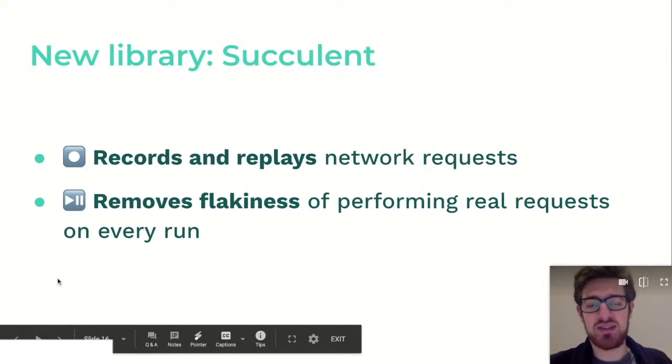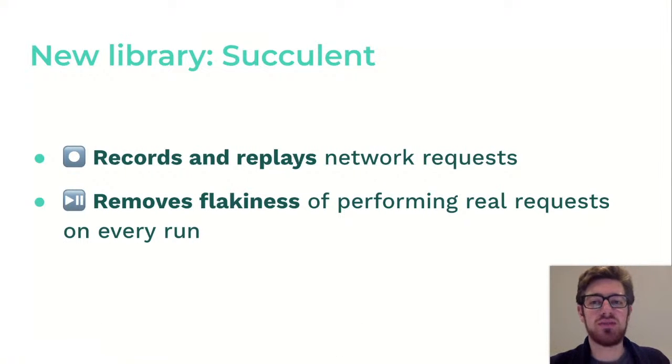So while UI tests are always going to be slow and a bit flaky, we did find there was one thing we could do to help with some of that flakiness and speed up the tests a bit, which is to bring in a new library called Succulent. It's a quite underrated, not so popular Swift library, but it's very useful because it records and replays network requests for you as you run your UI tests. This helps remove some of the flakiness because you're not performing real requests every time you run the UI tests, only the first time.